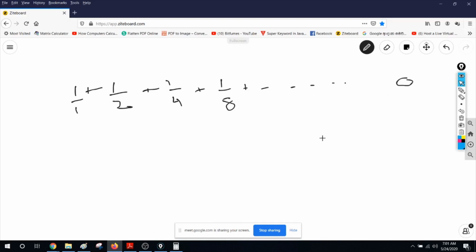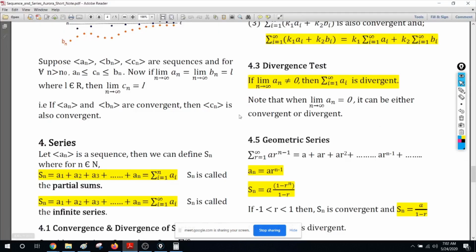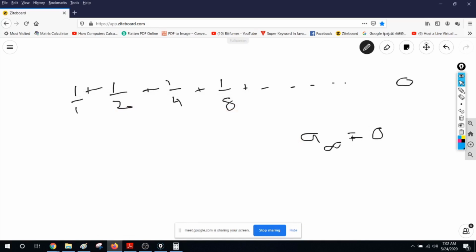Now you can see the infinite term a_infinity is 0. What this theorem says is, if the limit of a_n as n tends to infinity is not equal to 0, it is divergent. Now of course you can see that this is not the case where a_infinity is not equal to 0. a_infinity is equal to 0. Therefore by looking at this I can't say whether this is convergent or divergent. This can be convergent, this can be divergent. Why? Because the infinite term is 0. When the infinite term is 0, it can be convergent or it can be divergent if you just look at this.